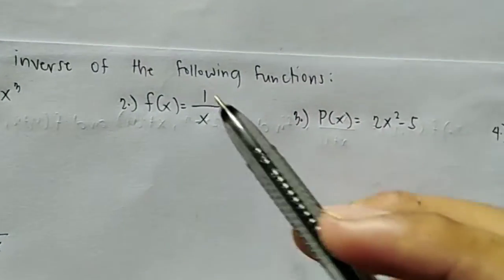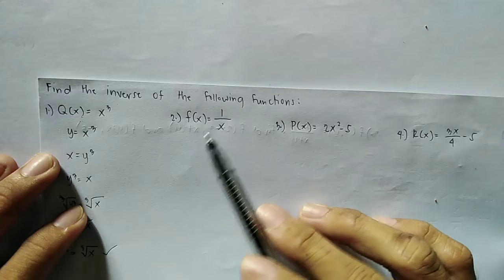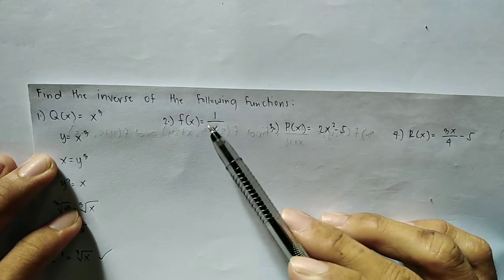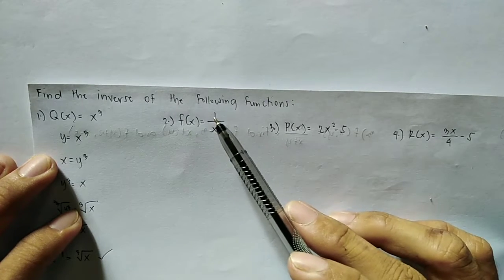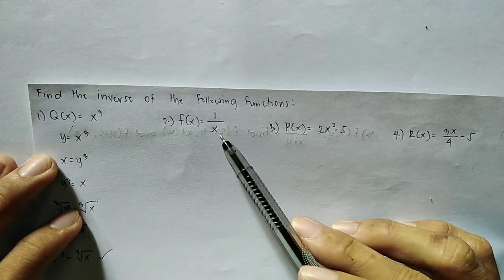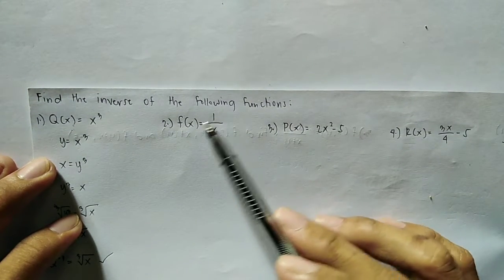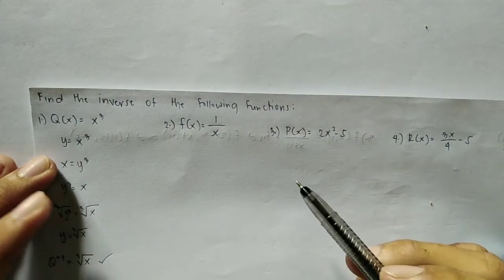We have the function defined by f of x equals 1 over x. By merely looking at this function, we can say that this is already its own inverse. There is no other inverse of this function; it is still 1 over x. If you want to prove that this is the inverse of this function, we have to follow again the four steps.